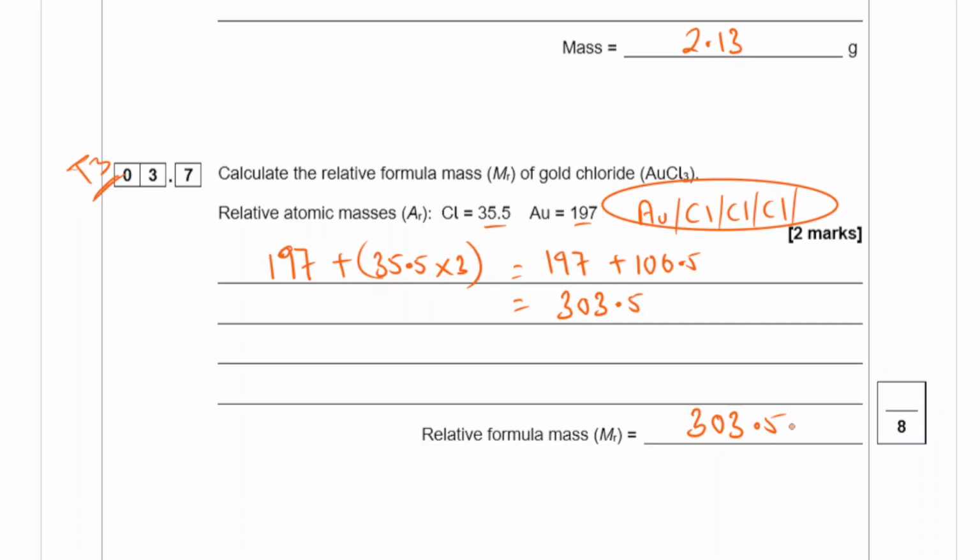Now, do I write grams here because they're asking for relative formula mass? Relative formula mass actually doesn't have a unit, right? Although we commonly put grams as a unit.